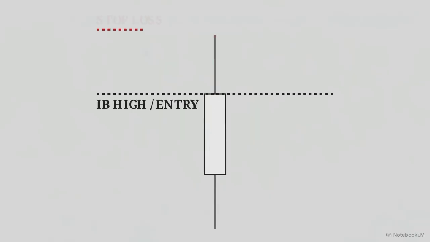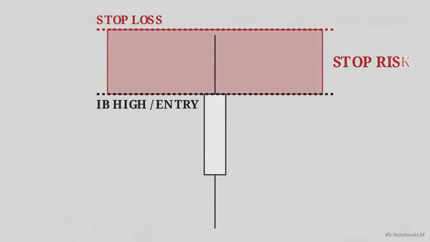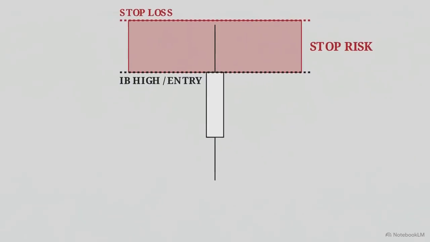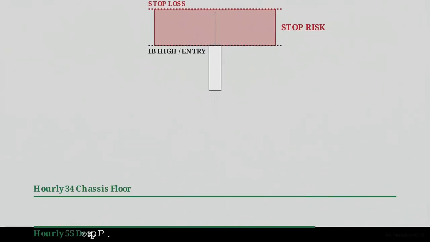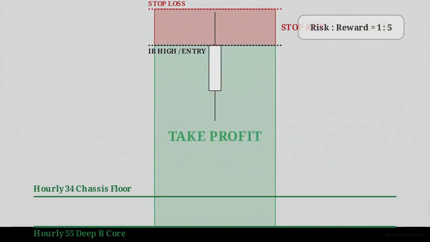The protective stop loss is positioned one tick above the absolute high of the failed breakout wick. The take-profit target is set at macro-mean reversion levels, such as the hourly 34 or 55 EMA floors. This creates mathematical asymmetry, risking a small margin at the peak to capture a macro rotation through the liquidity vacuum.